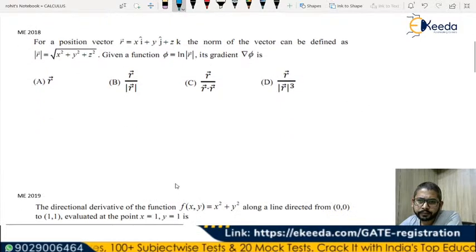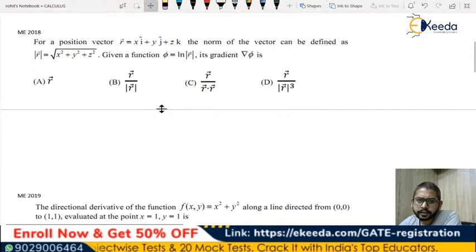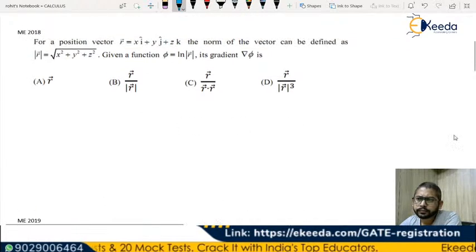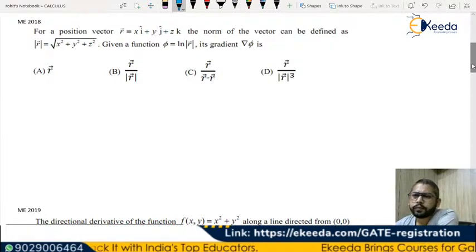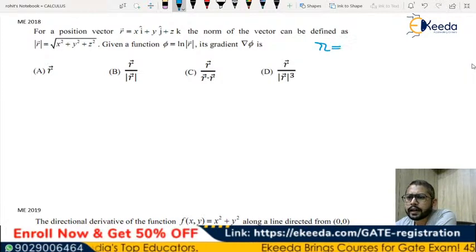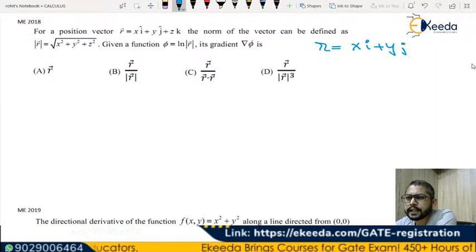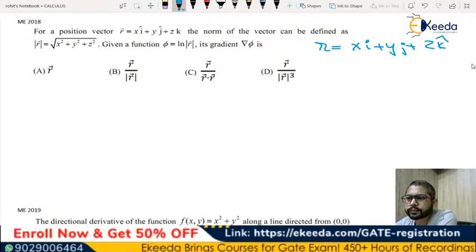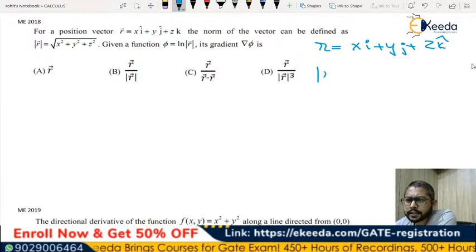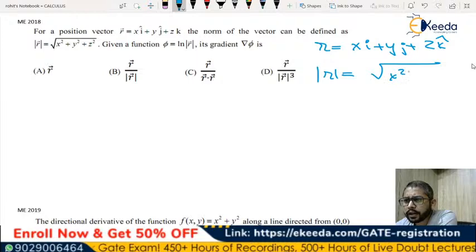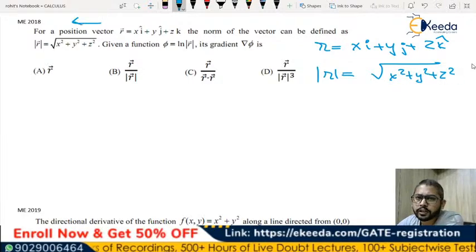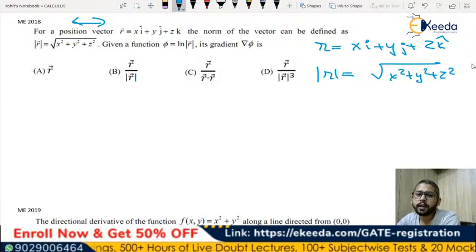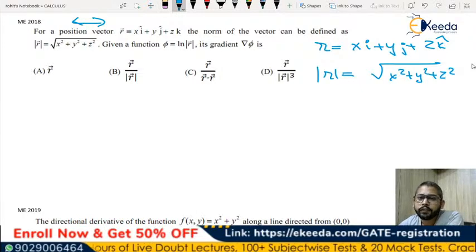Mechanical 2018. This is a good question. Let's see. They say for this R as xi plus yj plus zk, what is this R? Absolute value of R, which is under root of x square plus y square plus z square, and this R is nothing but the positional vector. Of course we know this. So you have to find the gradient of phi.